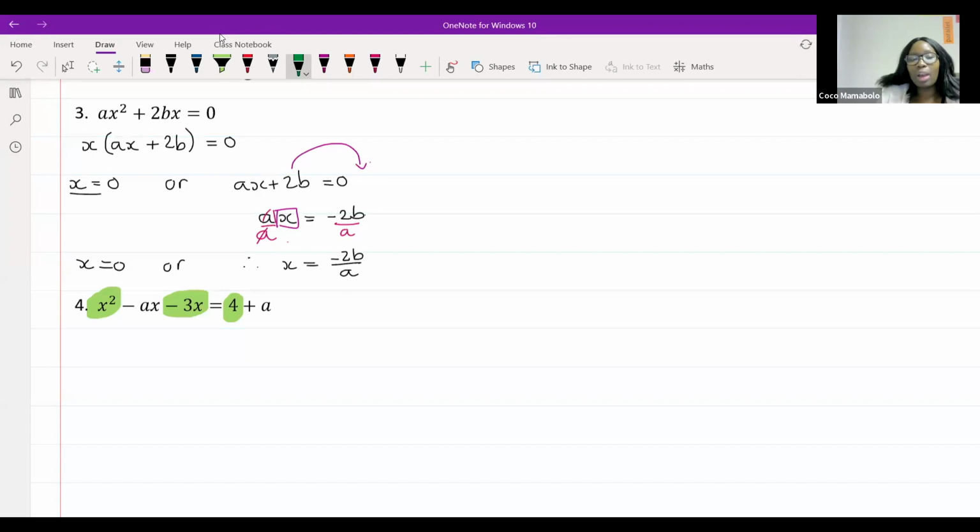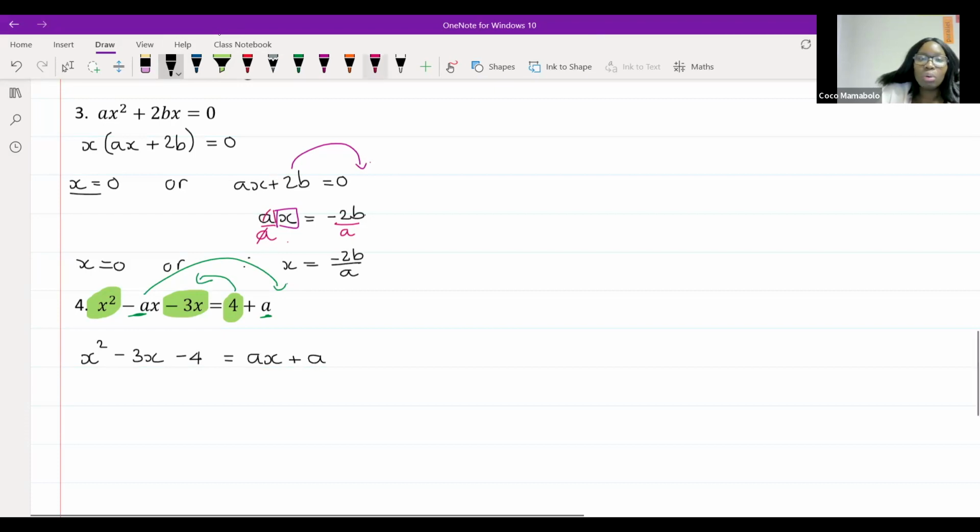Okay, now I know I want this thing over there, but that thing has an a and that one also has an a. So I'm going to take this over to the other side. So I'm going to end up with x squared minus 3x minus 4 is equal to that negative ax will come over and become positive ax plus a. What do I notice over here?